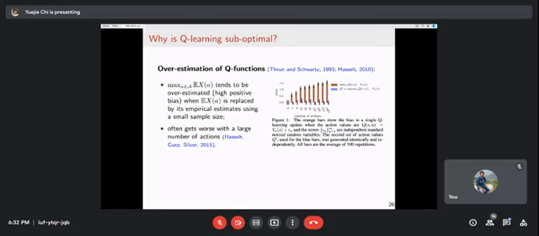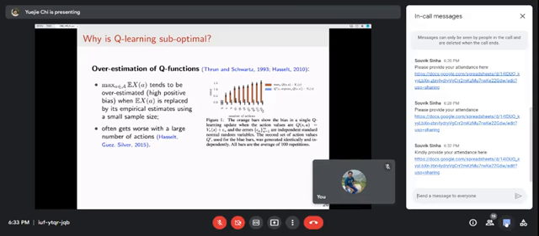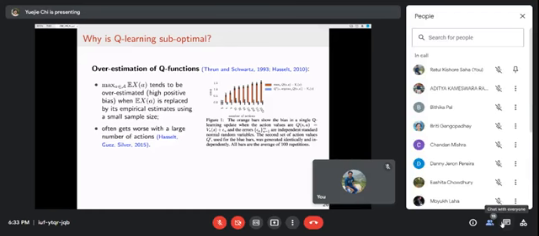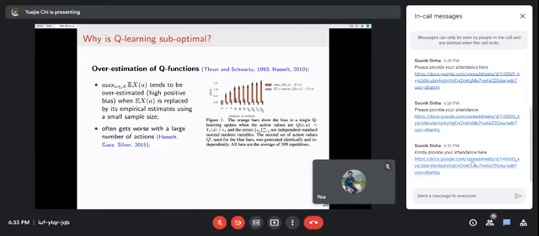Why is this the case? Empirically, people have been seeing this phenomenon already back in the 90s. And this is often credited to the issue of overestimation of Q functions. In the Bellman operator, we are taking a maximization over some expected quantity. And this tends to be overestimated, meaning it has a high positive bias when we replace the expectation using empirical estimates. Often this gets worse when we have a large number of actions.